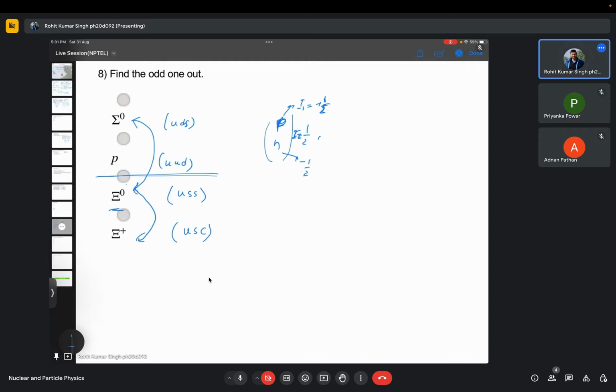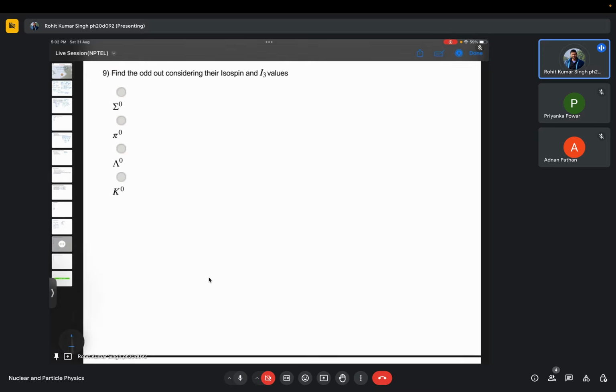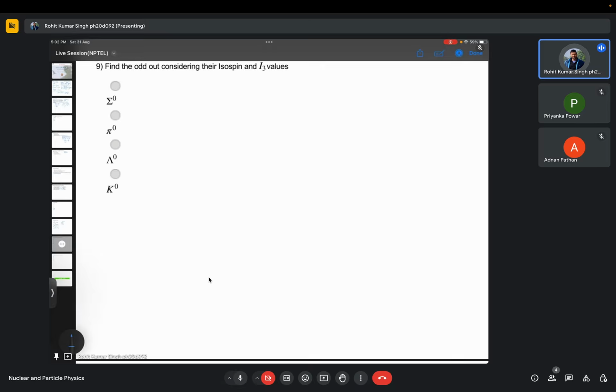Okay, let's go to the next problem. Here you have to find the odd one out considering their isospin and I3 values. Now tell me which one is the odd one.